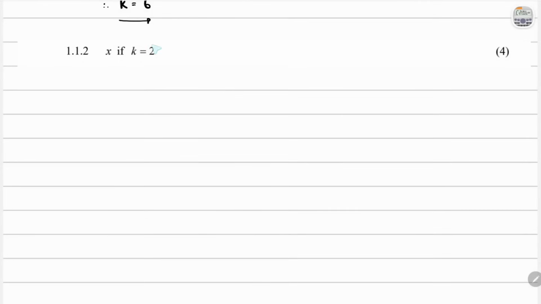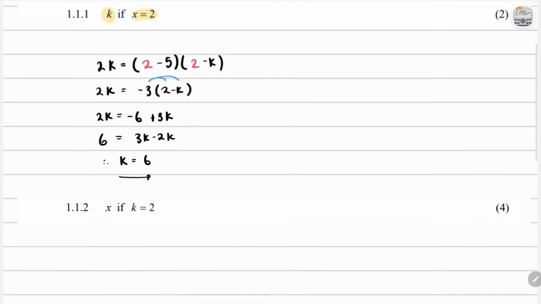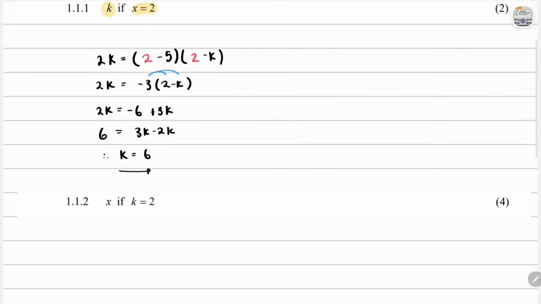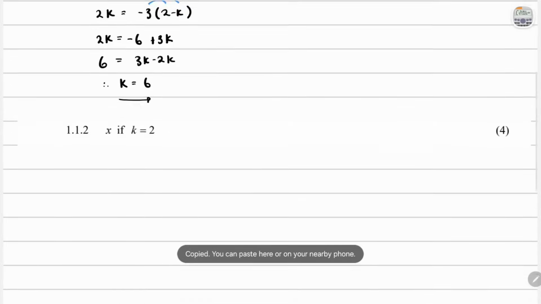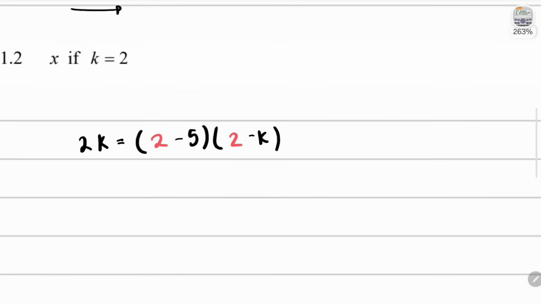Question 1.1.2 says we need to solve for x: determine the value of x if k is equal to 2. So it's still the same equation, but this time we are substituting a value for k instead of x. We leave x as x, and in place of k, we substitute 2. So that's (x - 2), and then 2 times 2 over there. Let's go ahead and distribute.